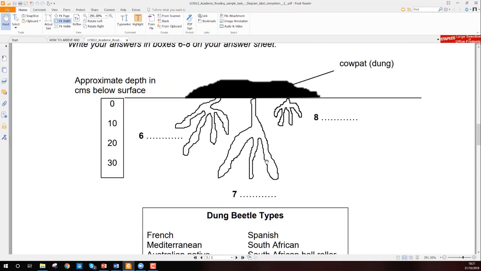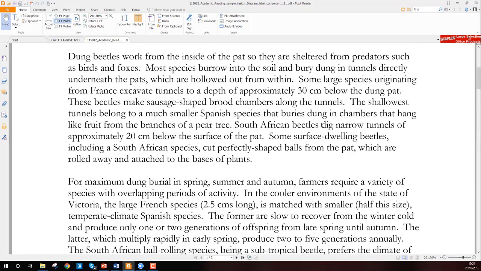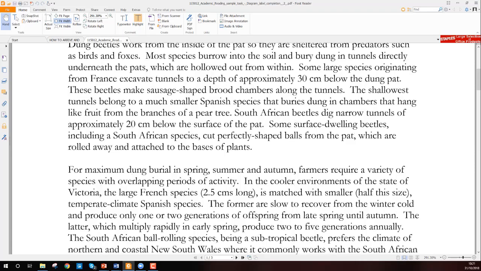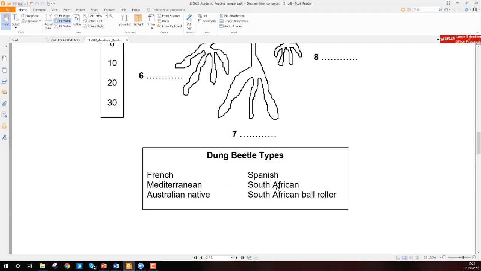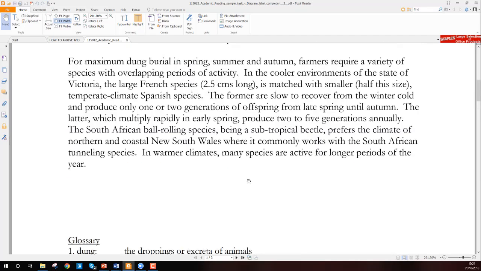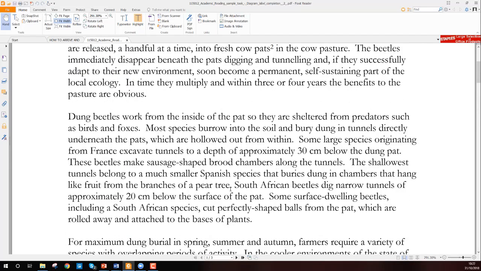So they're saying here that the South African ball roller stays on the surface. The normal South African one, 20 centimeters. 20 centimeters, 6. South African, that one. Okay, so we find our 20 centimeter and our 30 centimeter.